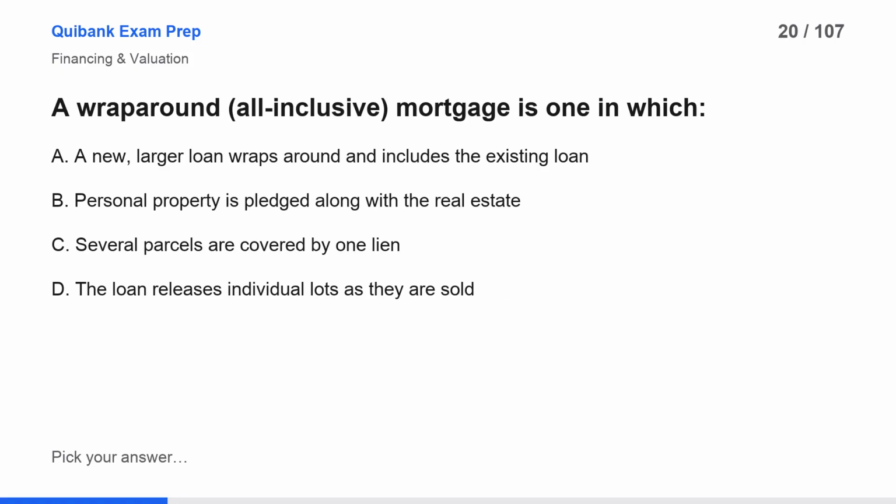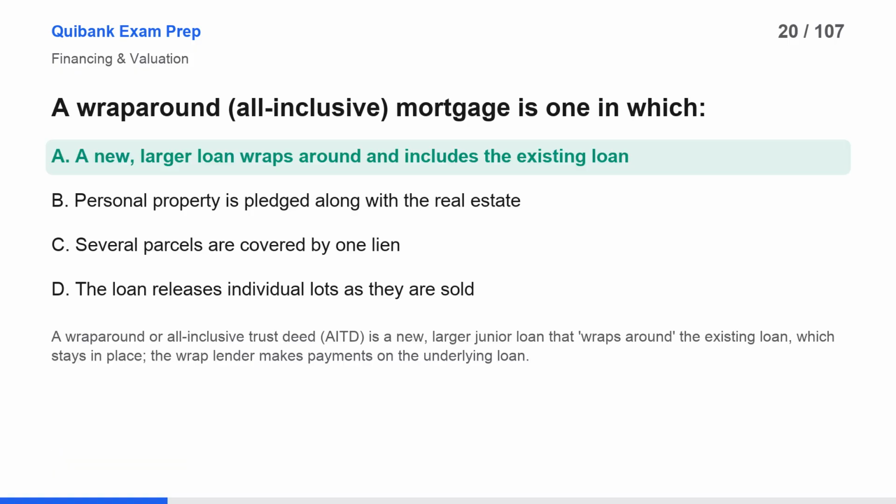Question 20. A wraparound (all-inclusive) mortgage is one in which A. A new, larger loan wraps around and includes the existing loan. B. Personal property is pledged along with the real estate. C. Several parcels are covered by one lien. D. The loan releases individual lots as they are sold.